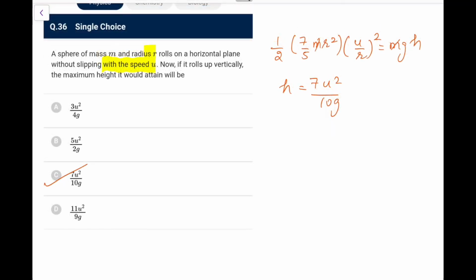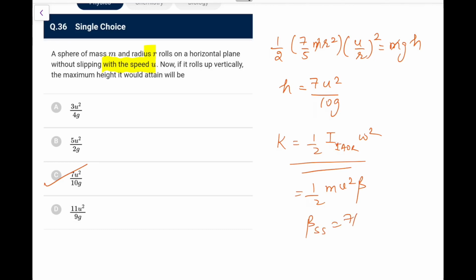Now again, to make you clear, I write the total kinetic energy as half I about the instantaneous axis of rotation, or what we can say the point of contact, into omega square. Or you can also write it as half mv square into beta, and you know the beta for the solid sphere is equal to 7 by 5, that is 1 plus 2 by 5. Beta for ring is equal to 2, for disk is equal to 3 by 2. So these are the data that we commonly use.